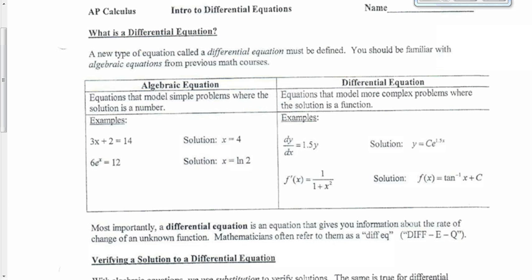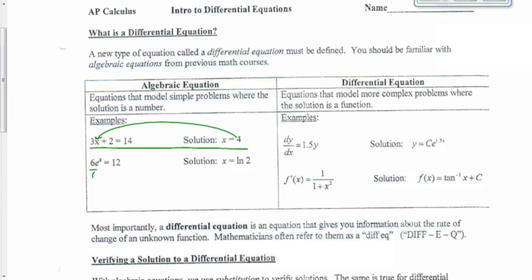When you have an algebraic equation, you get an answer that is a number. So if we started with 3x plus 2 equals 14, we could solve that and get x is 4. The way I could check it is I can take the 4, plug it back in for x, and decide if that does make a true sentence. And that one does.